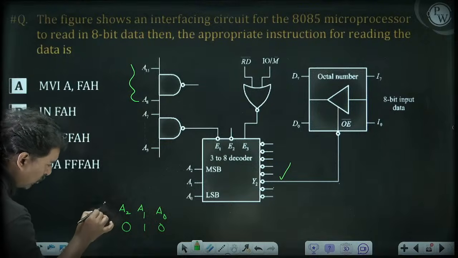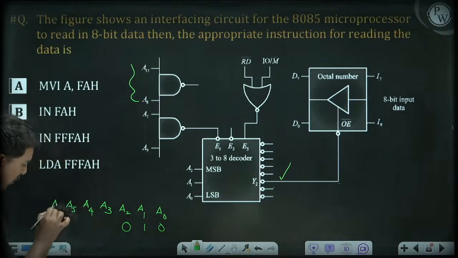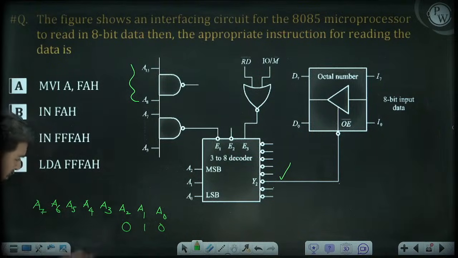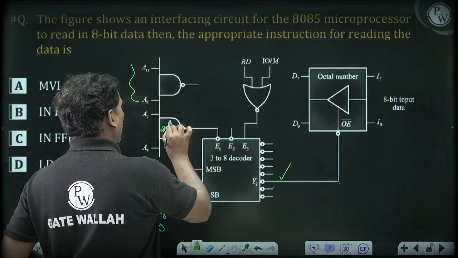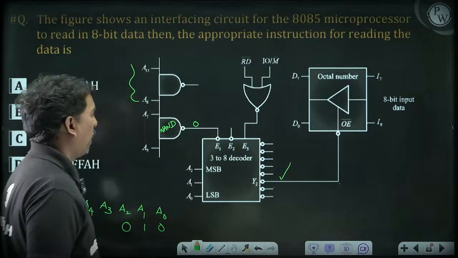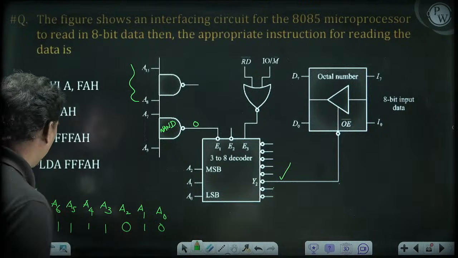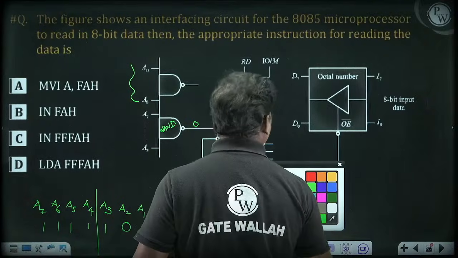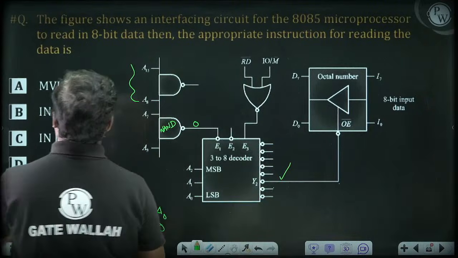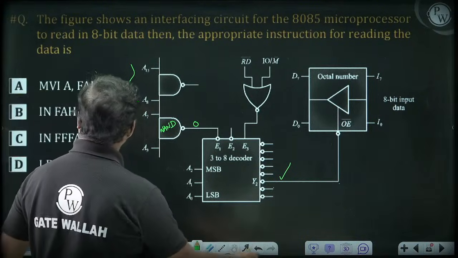See here, A3, A4, A5, A6, A7. This is an AND gate. It must be 0 here. That means all must be ones. That means FA. So the right answer is IN. Why? Because it is an 8-bit address. And one more thing, sorry, one second.